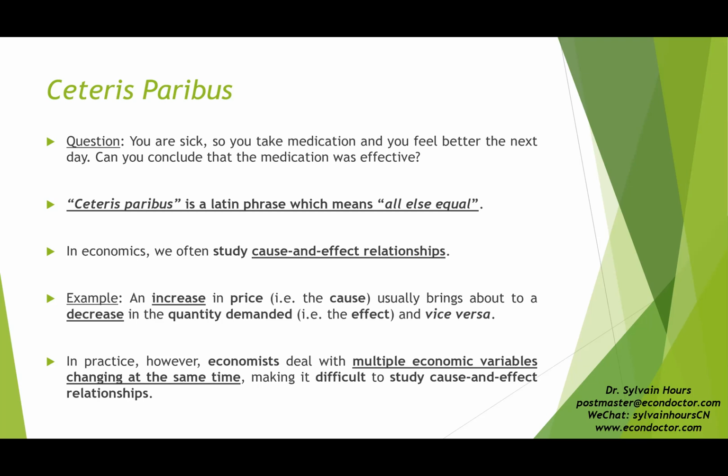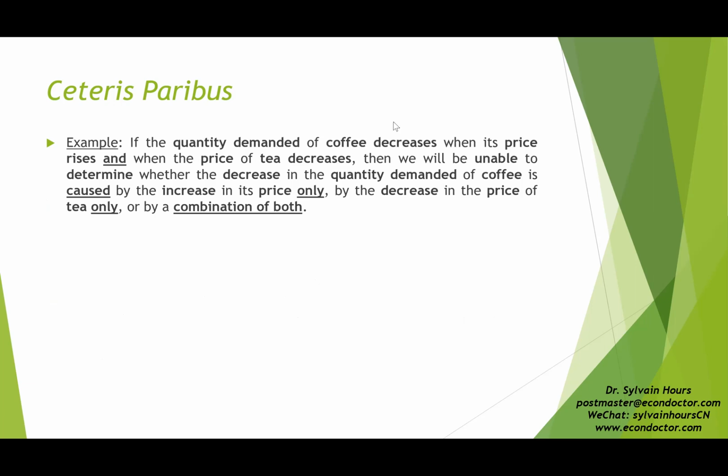And that's a problem because, again, you cannot establish any cause and effect relationship. The example that I gave is if you look at coffee and you see that the quantity demanded of coffee decreases when the price rises and when the price of tea decreases. So you see the problem we have. There are two changes at the same time, the change in the price of coffee and the change in the price of tea. Then you don't know what caused the change in the quantity demanded of coffee.